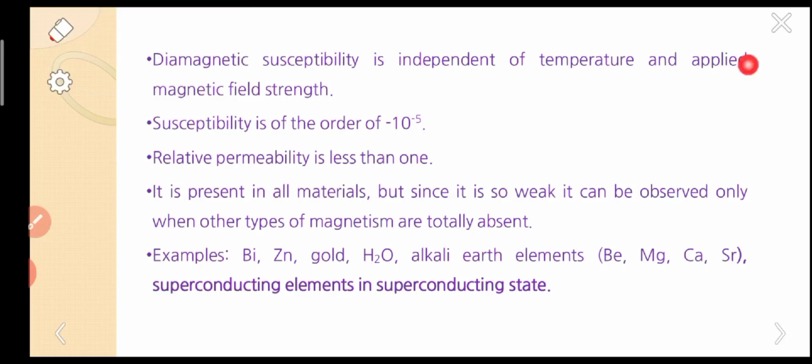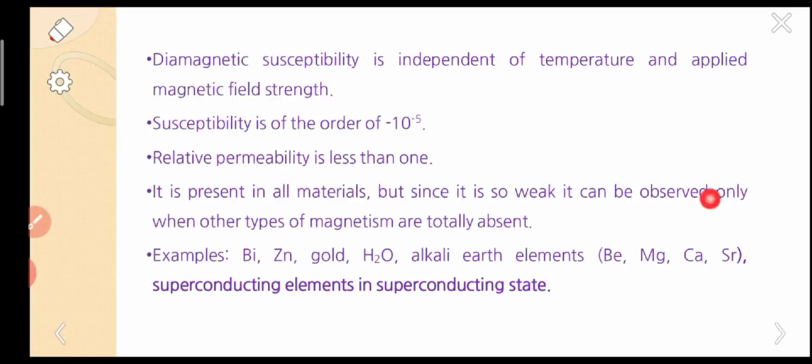So as we have seen in the diagram, susceptibility versus temperature, it is independent of temperature and also applied field strength. If we increase the field strength, there is not any significant attraction, only repulsion will take place. So susceptibility is negative, of the order of minus 10 power minus 5. So relative permeability is less than 1.